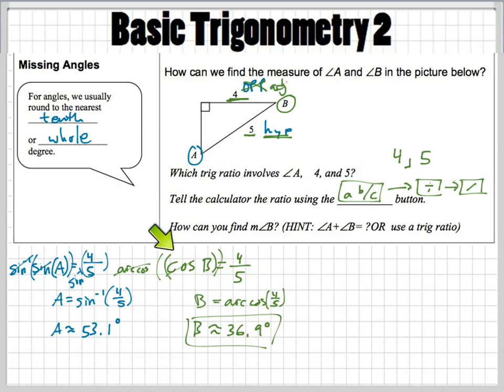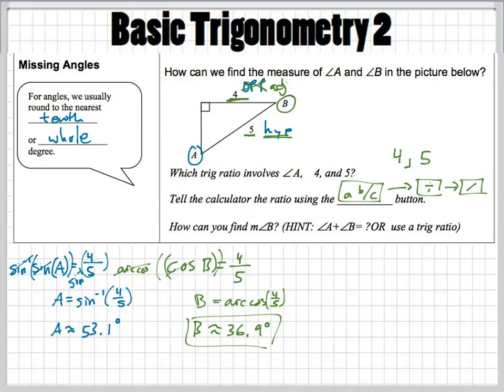That's one way to do it. I used a trig ratio. This question right here says, how can you find the measure of angle B? Now there are two different ways to do it. We did it with the trig ratio, or you guys remember what all the angles measure up to inside of a triangle? Yeah, they add up to 180.